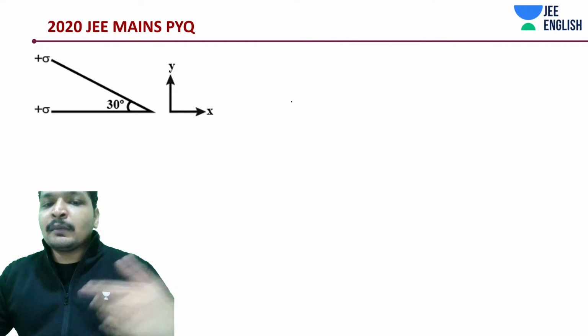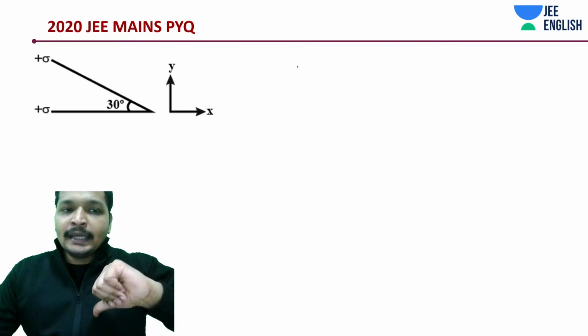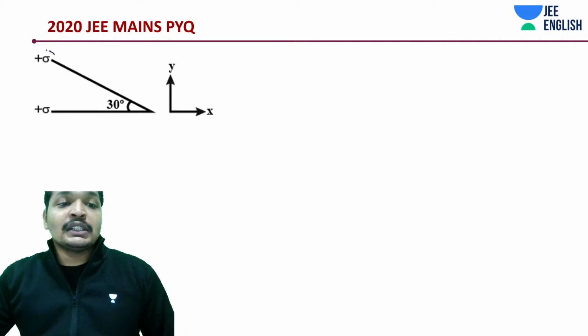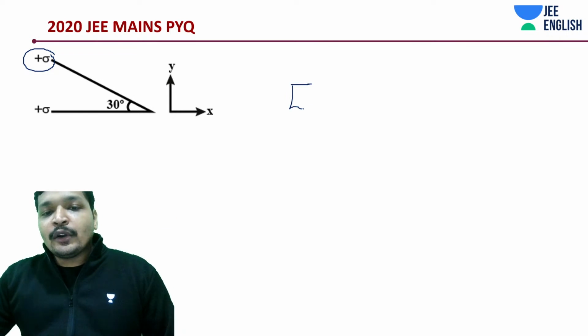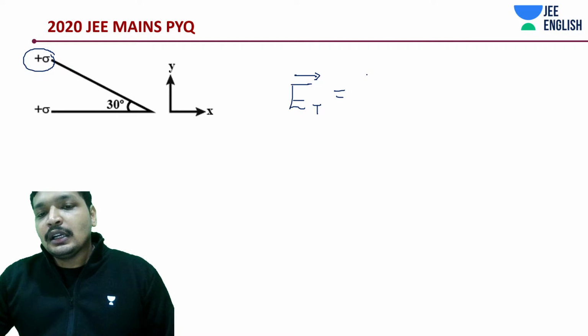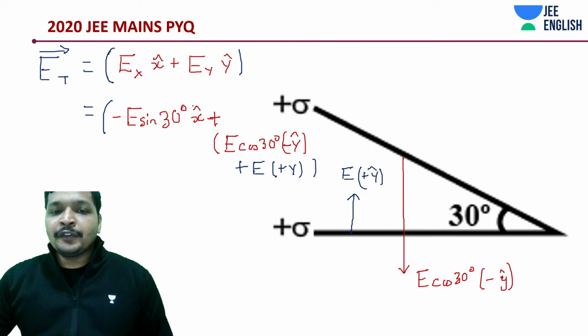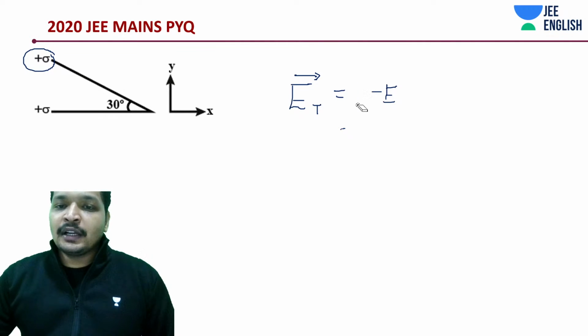And one more thing: E is sigma by 2 epsilon naught, directed away from it. There can be a question where it can be negative, so do not forget to substitute the sign; that itself will take care of it. So what was E total? E is common, so we can take E out as common. If you notice, there's an E common in each term. Just pull it out.